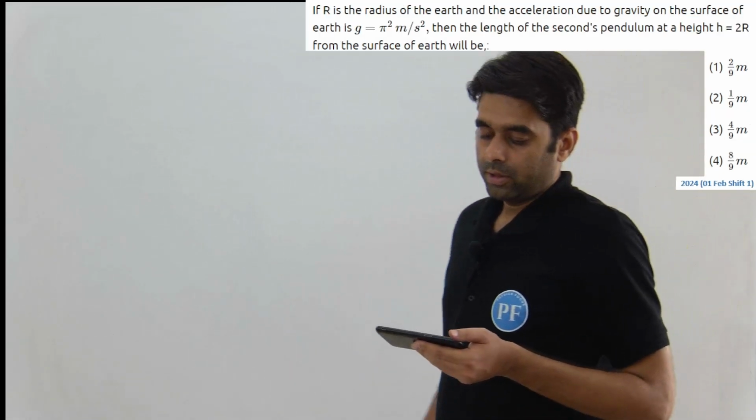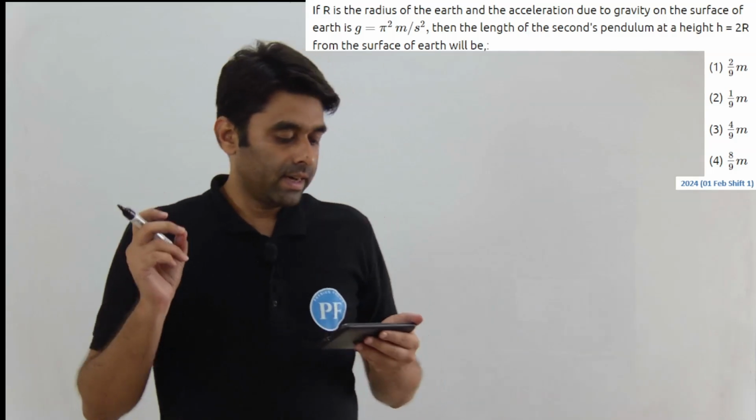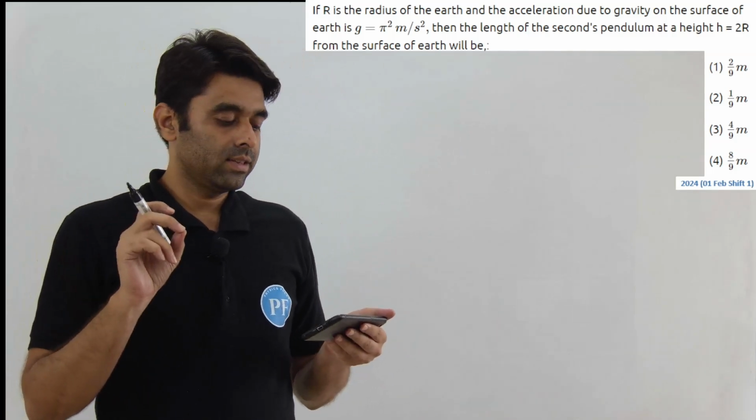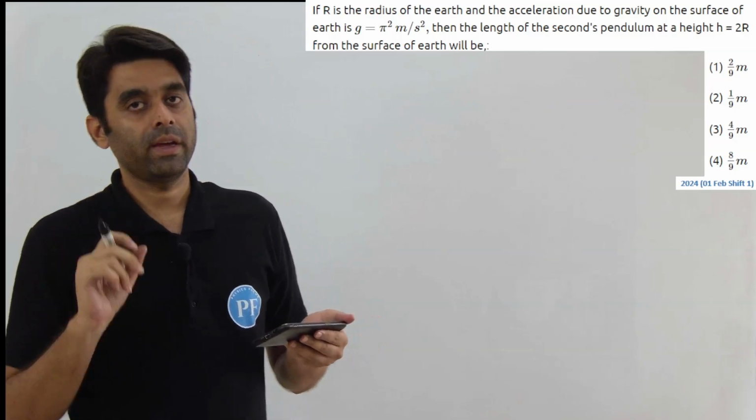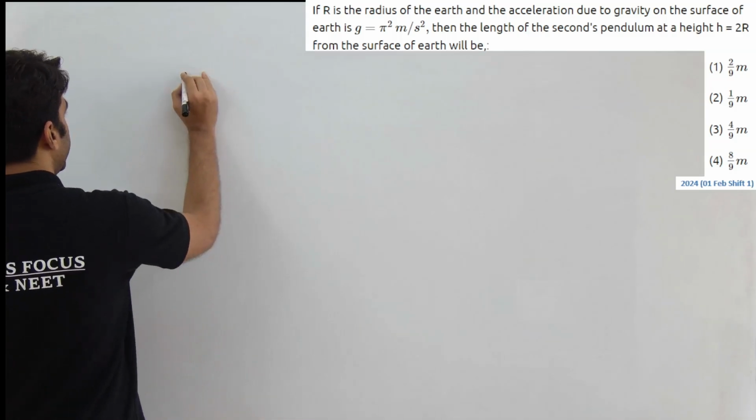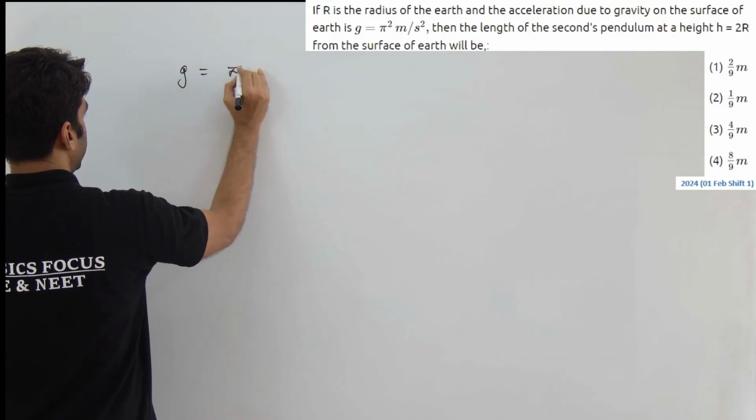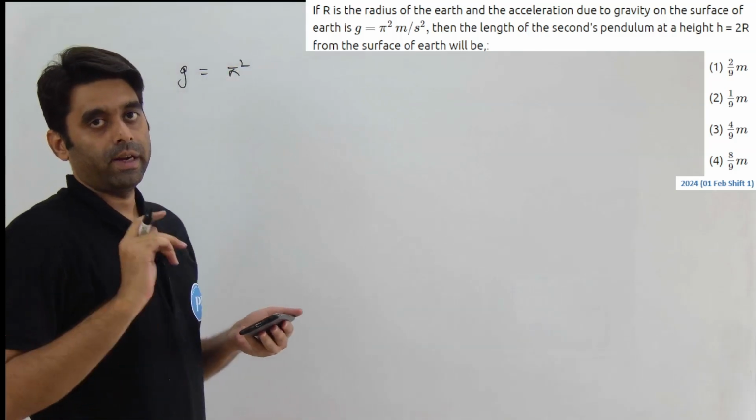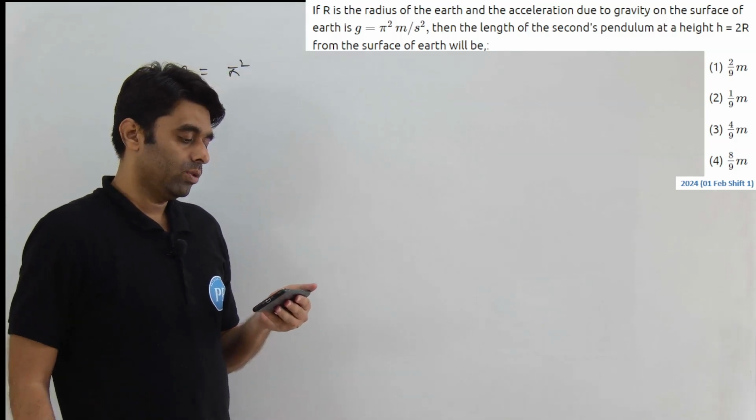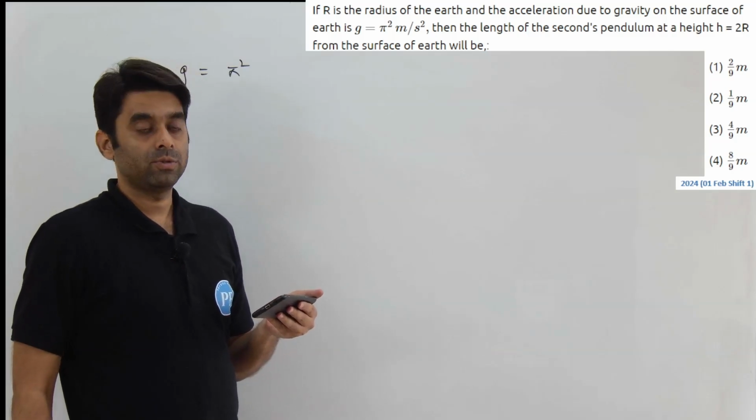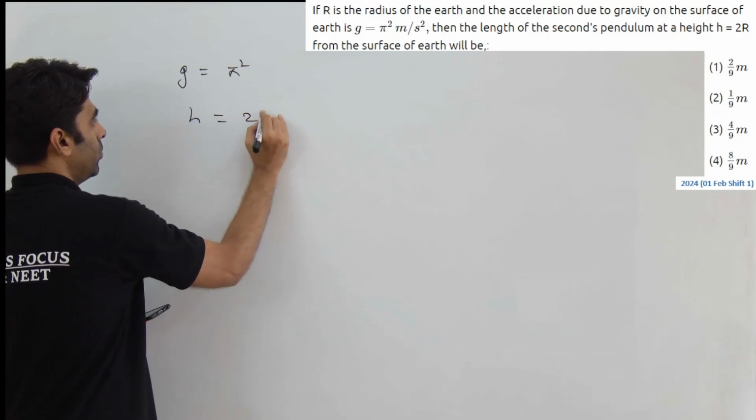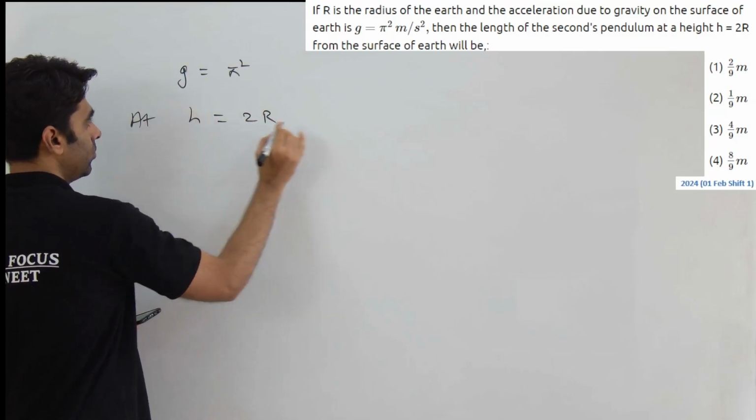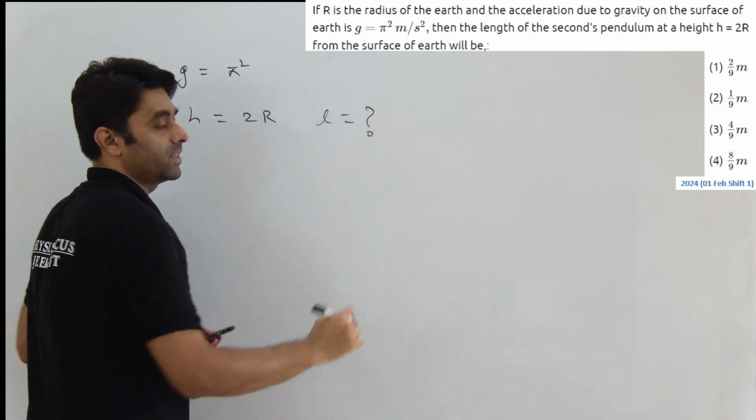The question says, if r is the radius of earth and acceleration due to gravity on the surface of earth is g, which is equal to pi square meter per second square. Fine, g value is given to us as pi square. Wherever required, take g as pi square. Then the length of second's pendulum at a height of h equals 2r from the surface of earth. What is the length of second's pendulum?